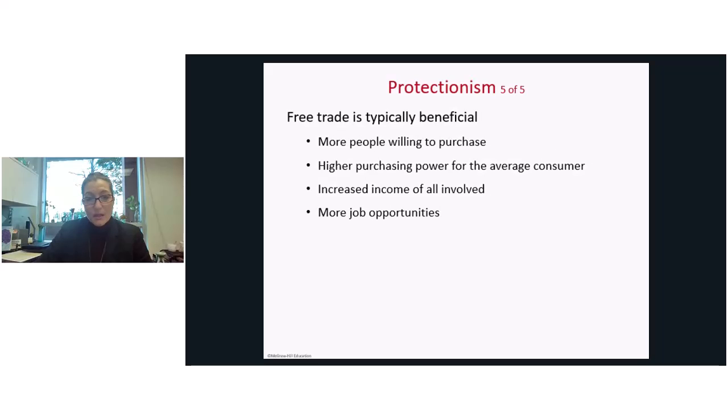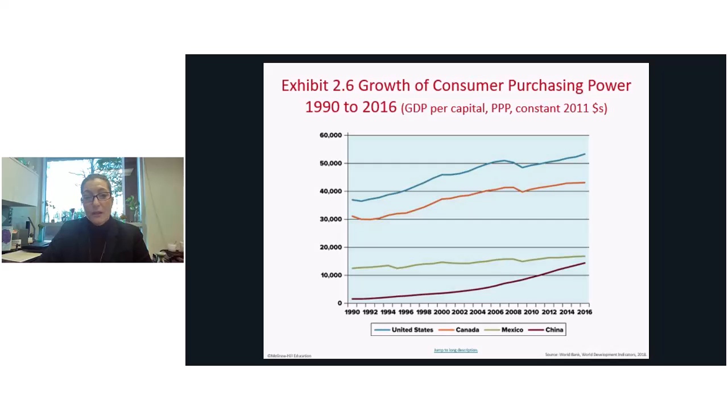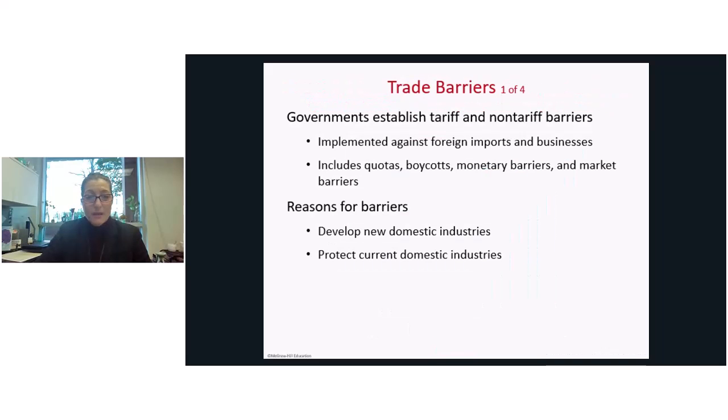And free trade is typically beneficial. More people are willing to purchase, there is higher purchasing power for the average consumer, increased income of all involved, and more job opportunities. So effectively, at least up until 2016, we ended up with a growth of consumer purchasing power. And according to economists, in the current US market, it's the consumer that's driving the strength in the economy. So governments establish tariffs and non-tariffs because they want to put up a barrier for foreign imports and businesses. These include quotas, boycotts, monetary barriers, and market barriers. There are reasons for these barriers.